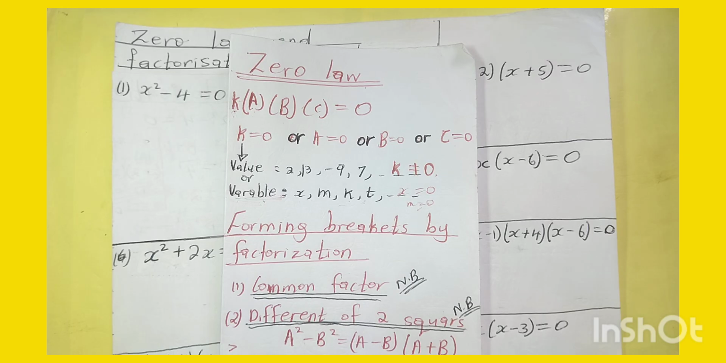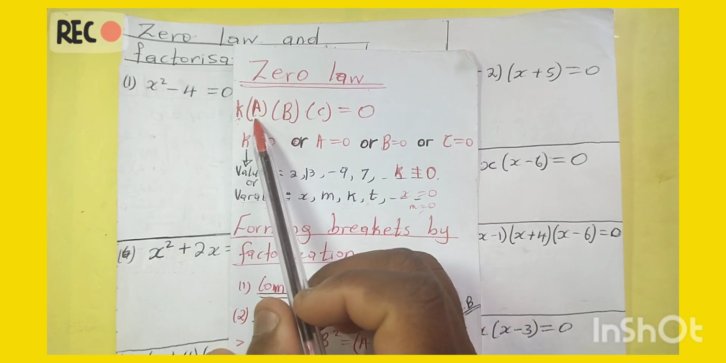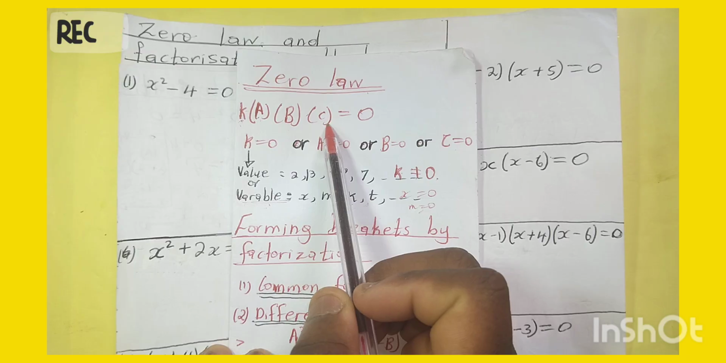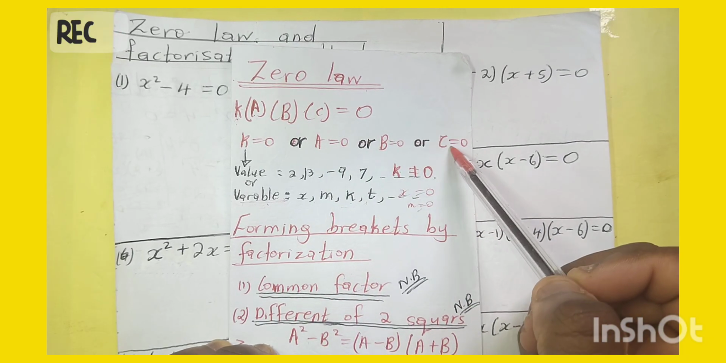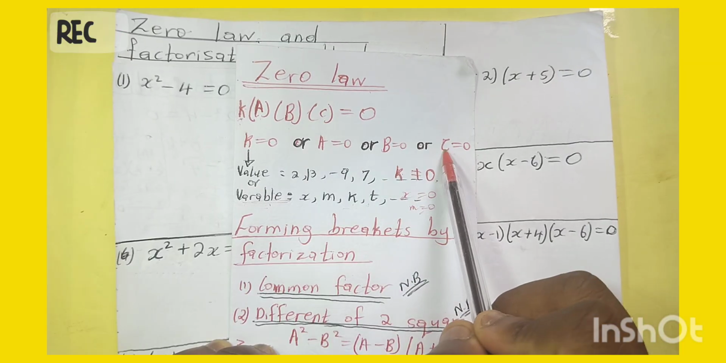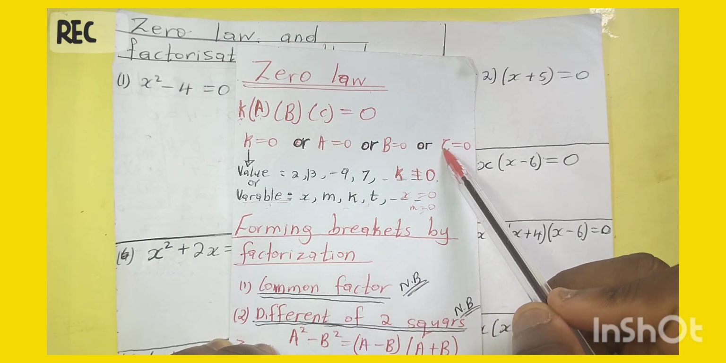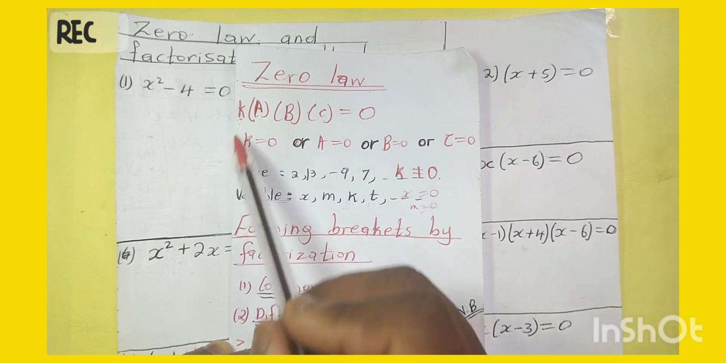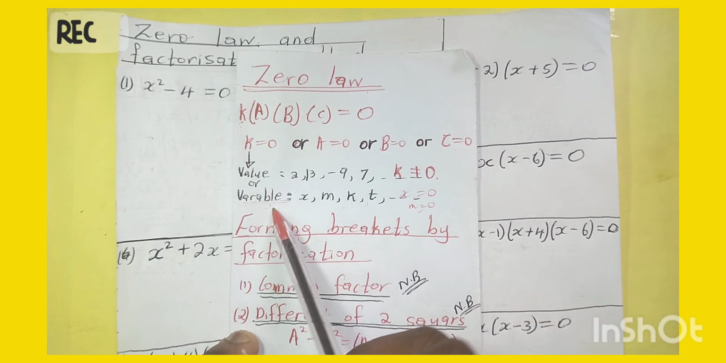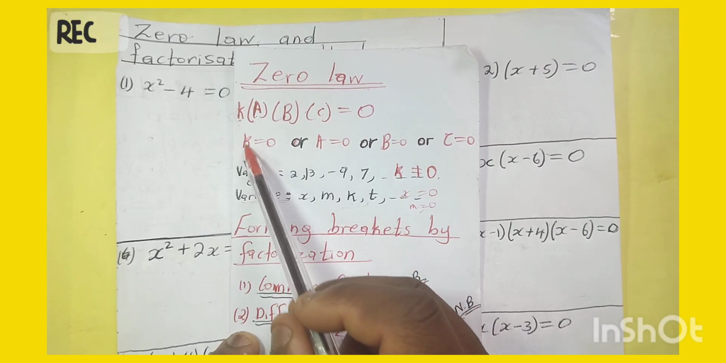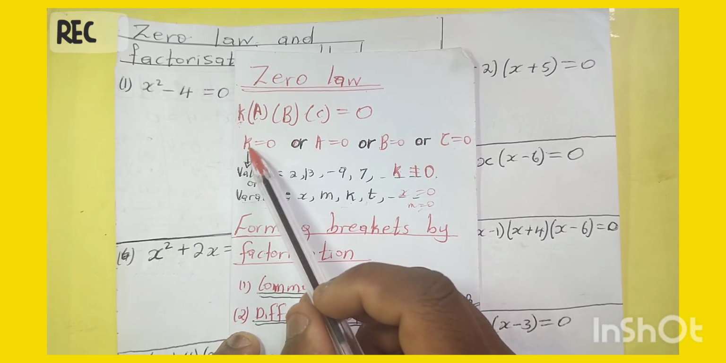Okay guys, as I told you, in this video I will be doing the zero law. When I'm talking about the zero law, I'm talking about this law, which says that when we have brackets A, B, C equated to 0, we will equate each bracket to 0. Each bracket to 0, then we solve what is inside those brackets. Then for this side, if there is a value or a variable, you will equate that value or variable to 0.